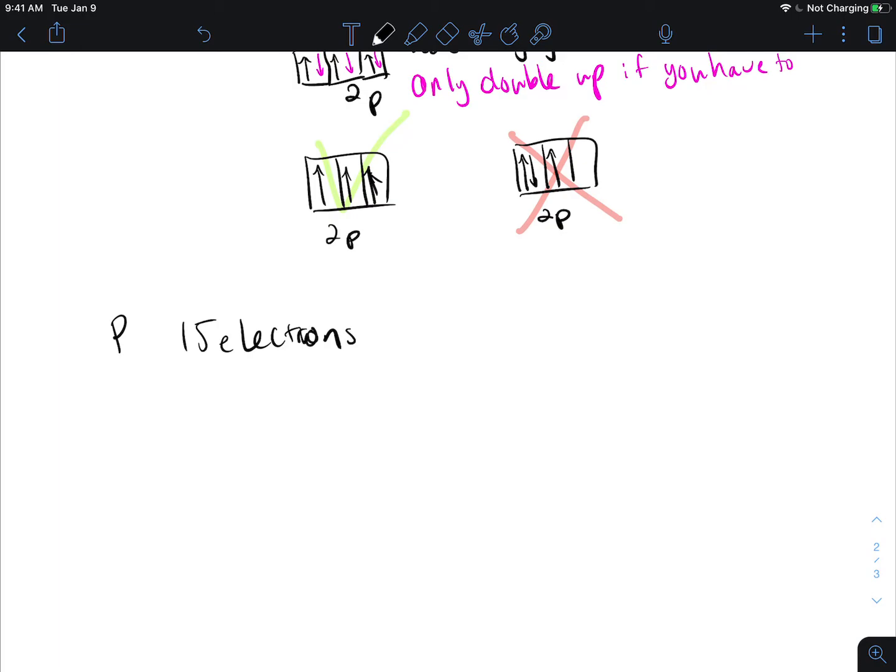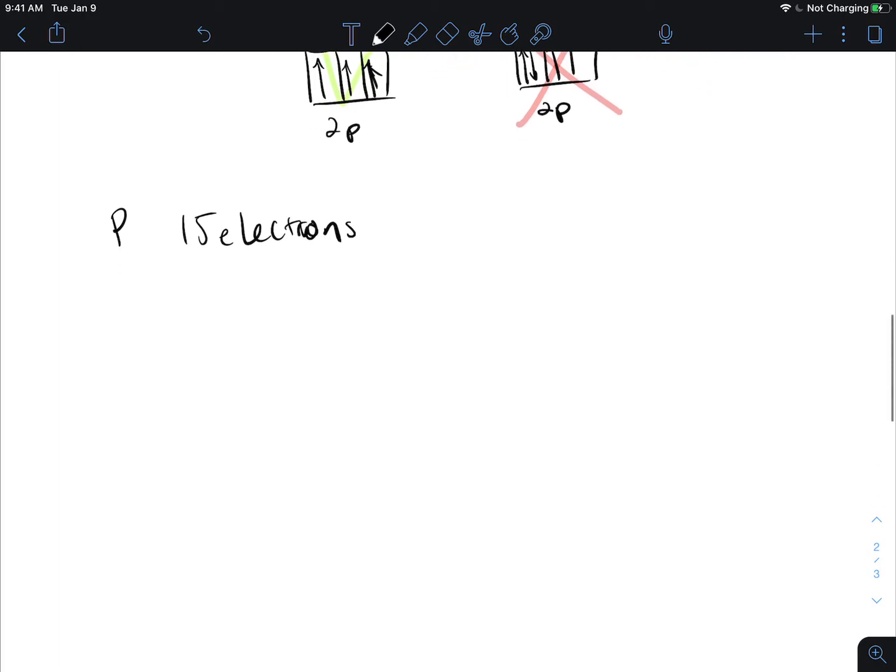So when we're doing an orbital diagram, we want to go ahead and draw out our 1s, our 2s, our 2p, 3s, 3p. And of course, we could also write them to the side. Write them to the side instead.